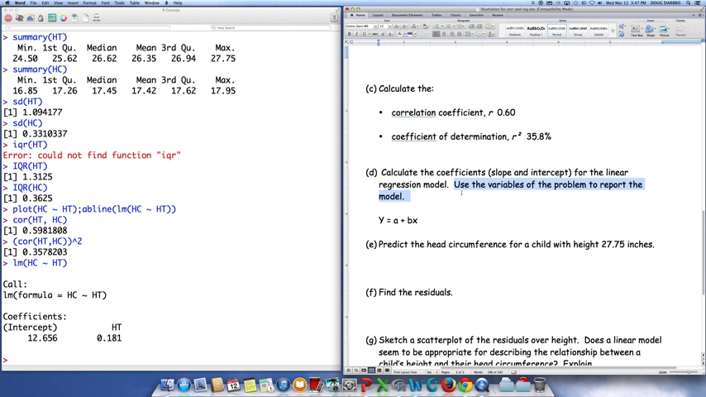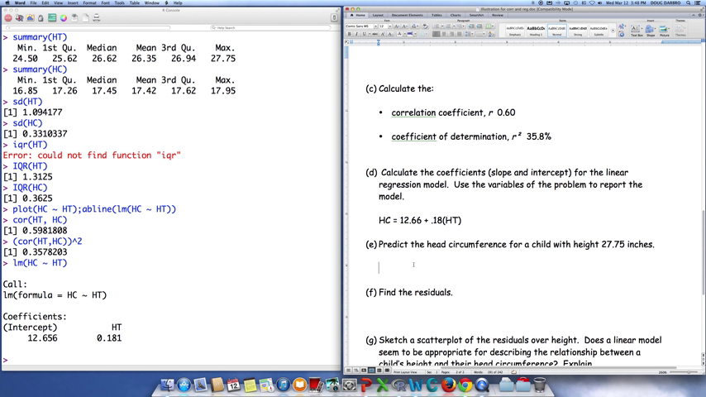And so guys, in this problem, I tell you to use the variables of the problem. So our Y variable is head circumference, and that's equal to 12.66 plus 0.18 times the height of the child. So guys, this part right here is the final answer. So let's get rid of the other stuff that we used to create that.